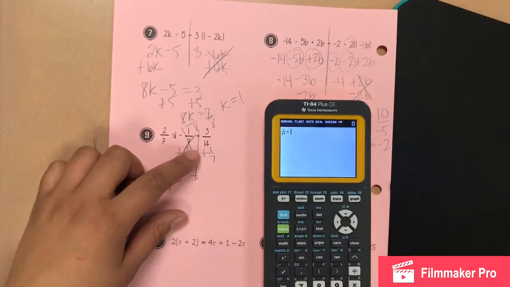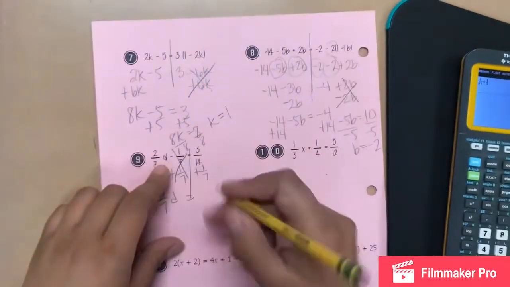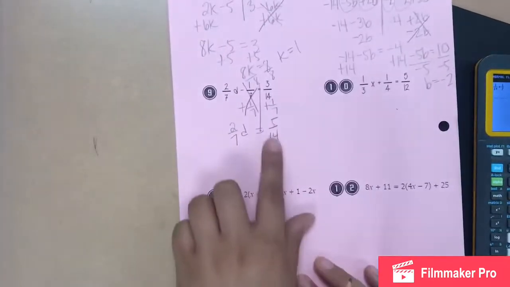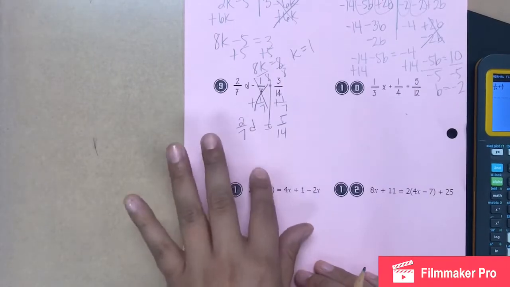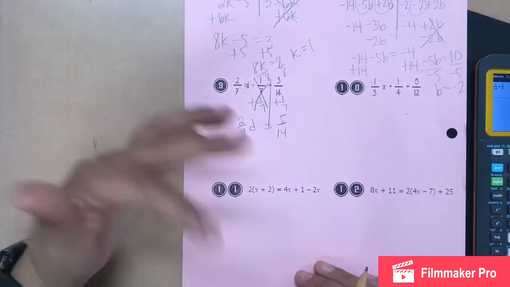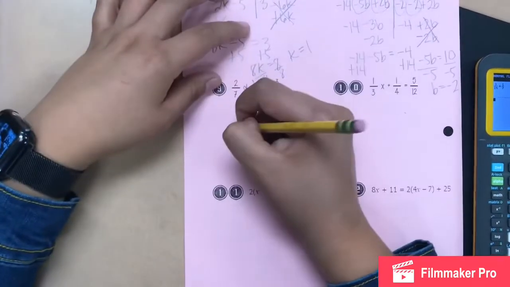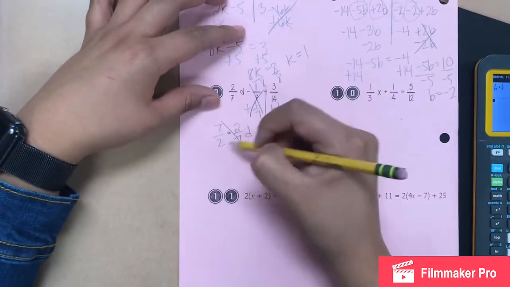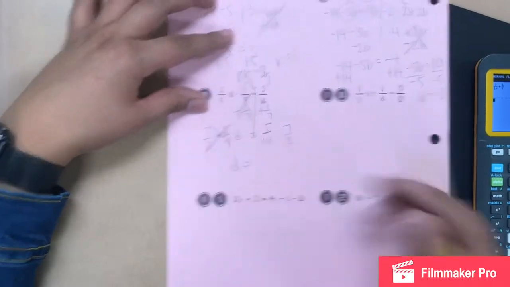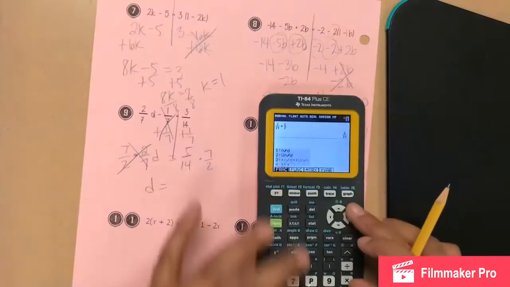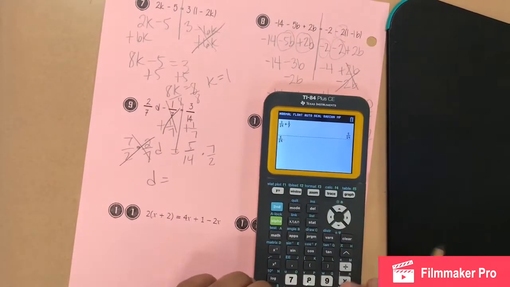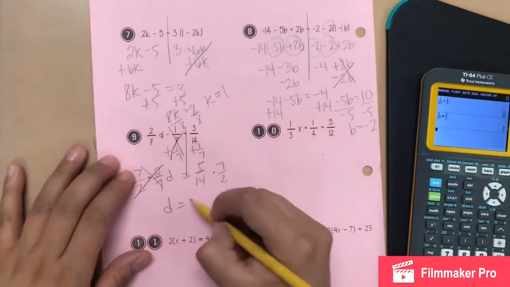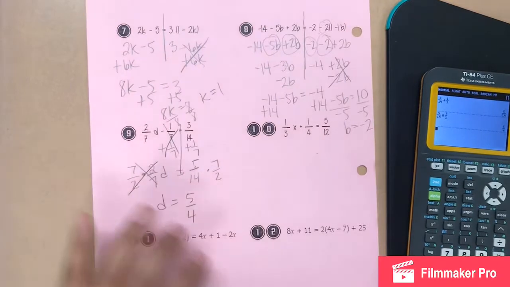1/7. I get 5/14. Okay, and remember about fractions. Yes, technically I would divide by 2/7, but when you divide by a fraction, you flip it and multiply. So I'm going to multiply by 7/2 on both sides, so that way that cancels. I have d equals, then I type it in my calculator, 5/14 times 7/2 is 5/4, and we do get a fraction answer for that one.